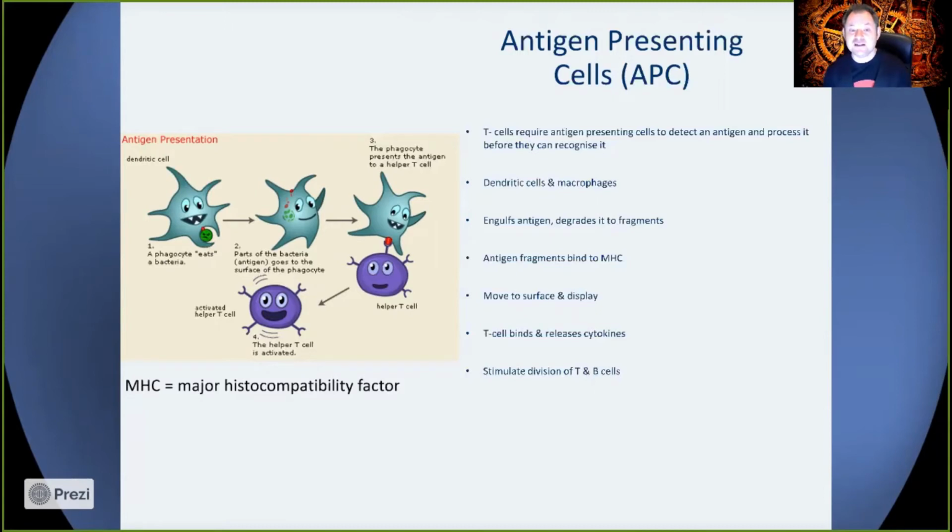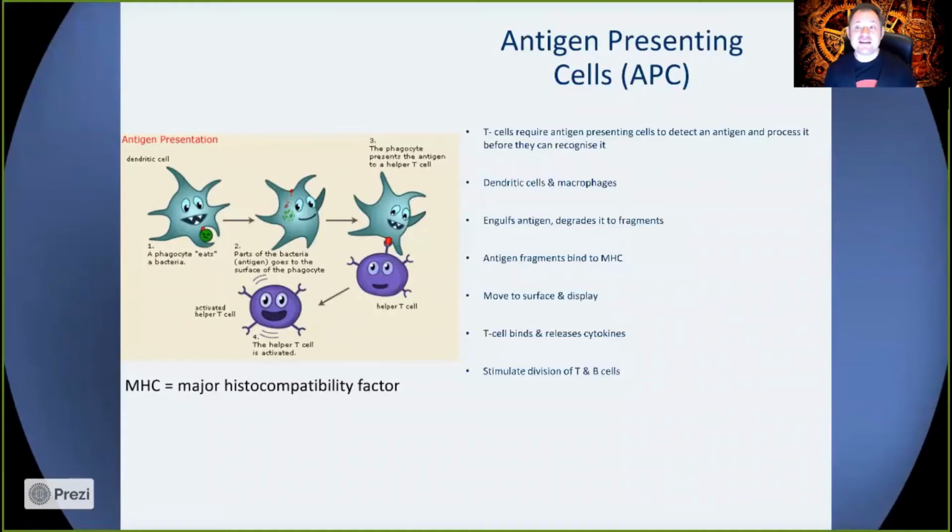A passing helper T cell with the right receptor will then come along and bind its receptor to that specific antigen that is being presented to it. This will activate the helper T cell. That activated helper T cell will now regulate the rest of the immune system. So T cells require antigen presenting cells to detect an antigen and to process it before they can recognize it.